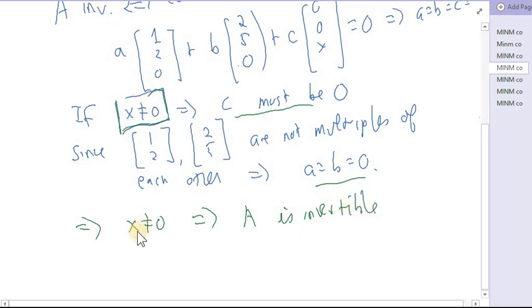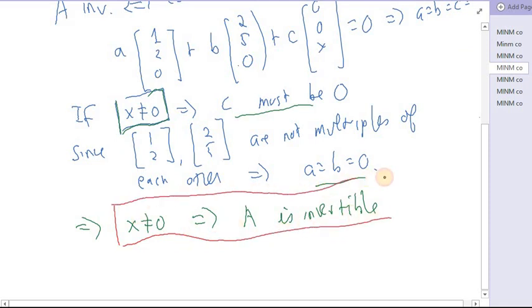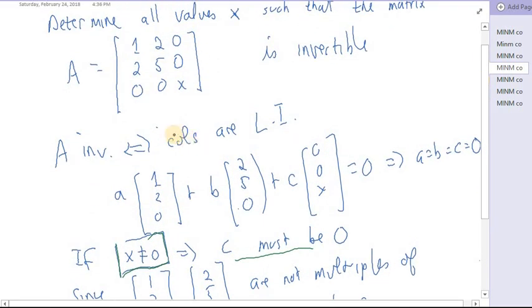So that tells me that if x is not 0, then A is invertible. All right. Now, what about if x is equal to 0? Now think about what happens when x is equal to 0. When x is equal to 0, the entire last row is 0. Not just the last row, but the last column. The last column is all zeros, so c could be anything, and a and b would be 0.